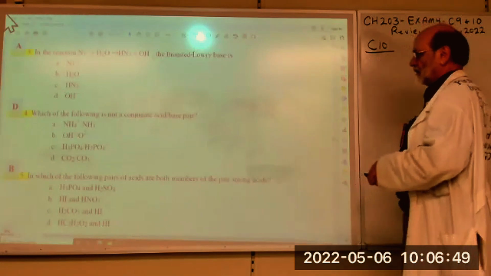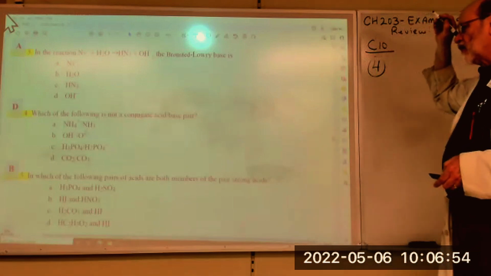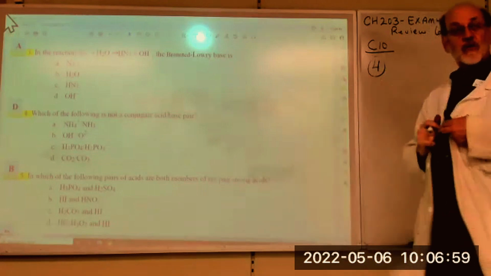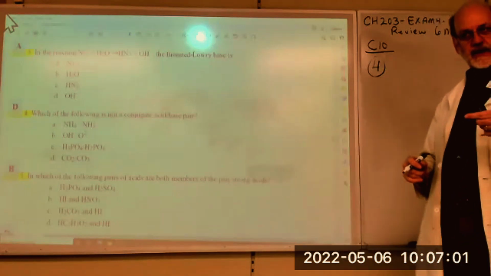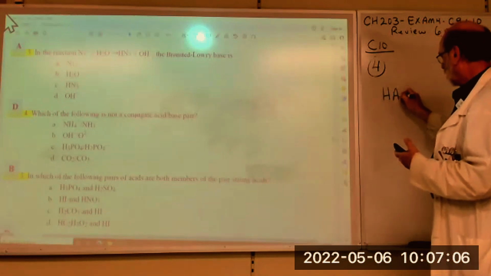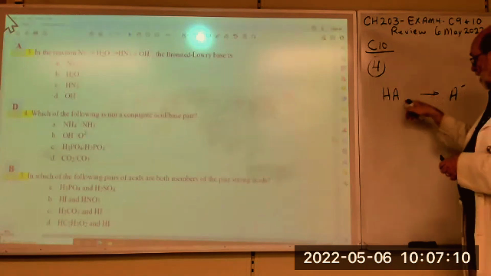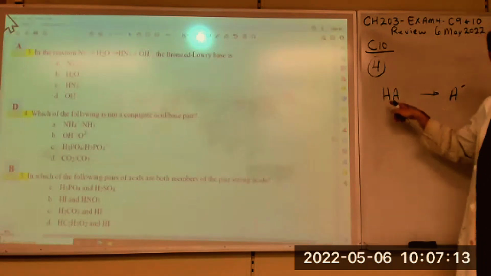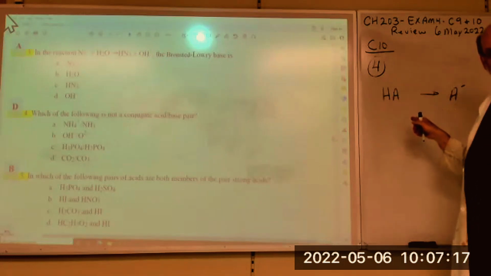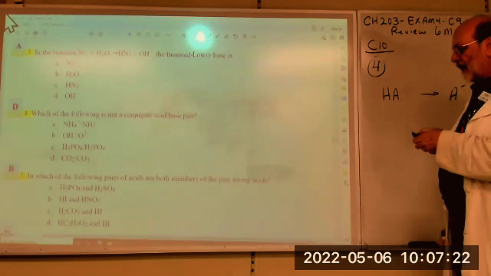All right. 4. Which of the following is not a conjugate acid-base pair? Remember what we have to have for a conjugate acid-base pair. You've got to have this part of the molecule be the same on both sides. And the base has to have lost 1 proton only. So let's see which ones match.